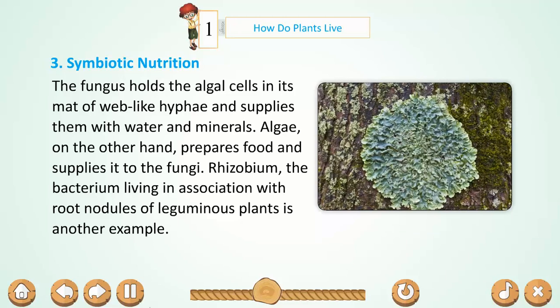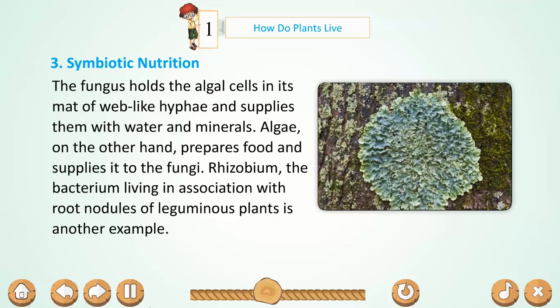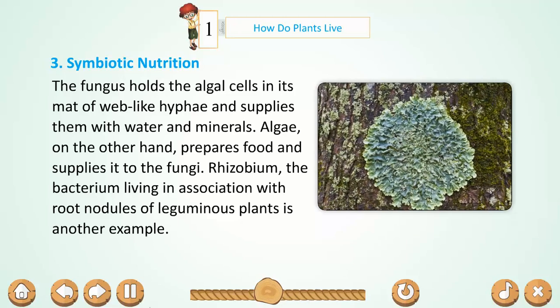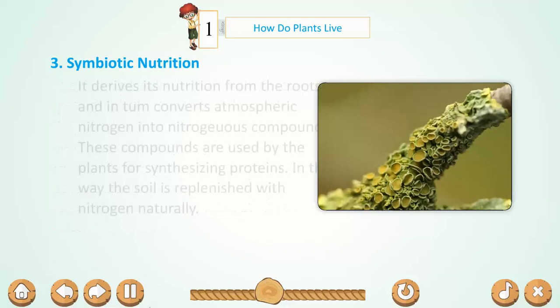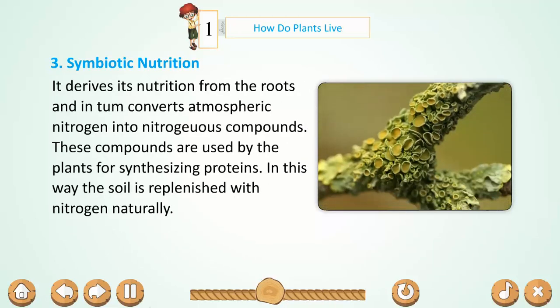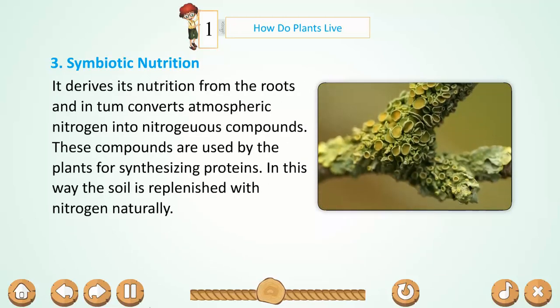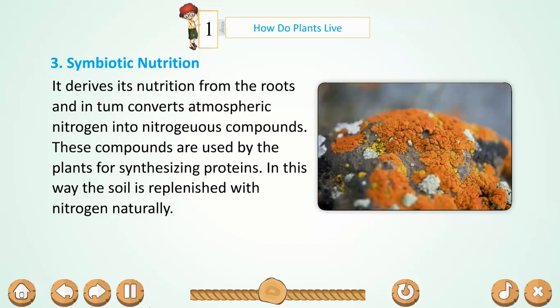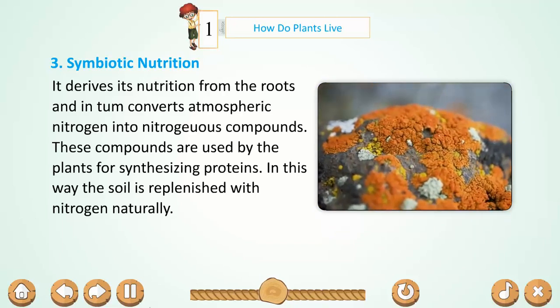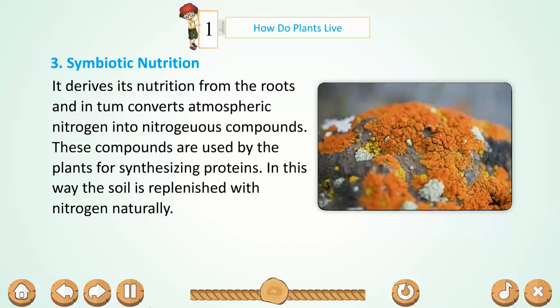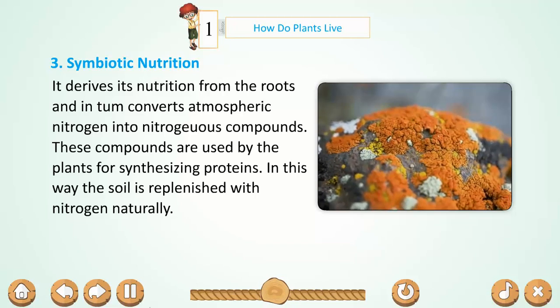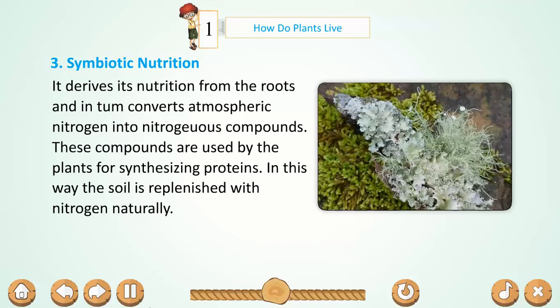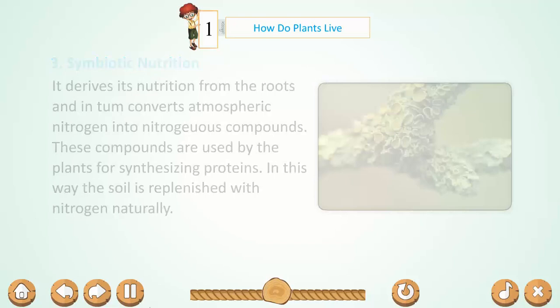Rhizobium, the bacterium living in association with root nodules of leguminous plants, is another example. It derives its nutrition from the roots and in turn converts atmospheric nitrogen into nitrogenous compounds. These compounds are used by the plants for synthesizing proteins. In this way, the soil is replenished with nitrogen naturally.